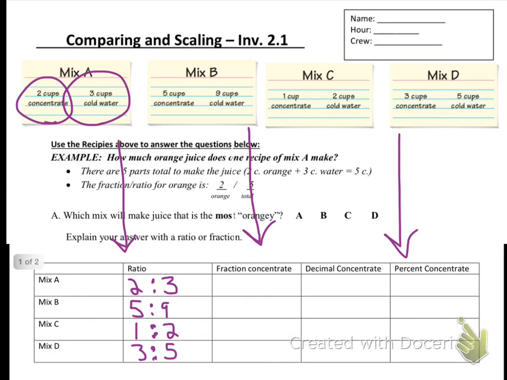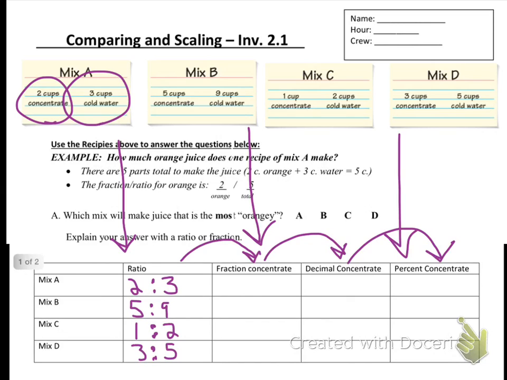And what we want to do now is take these ratios, and to help answer some of the questions that come up later, make them into fractions, make them into decimals, and then make them into percents. I'm going to do the first one myself, and then I'm going to give you a little bit of time to do the rest on your own. So pay attention to this next step.